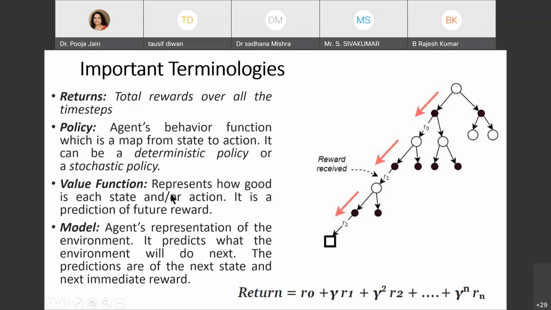What will be the value function? It represents how good each state or action is, which indicates that one value function will be associated with each and every policy. Based on that, the policy is evaluated. Okay, and this is the expected return.